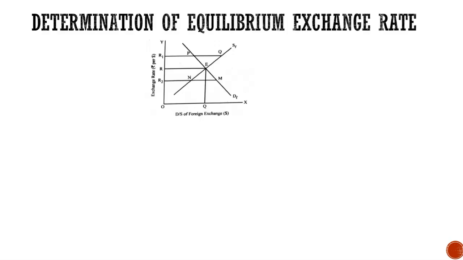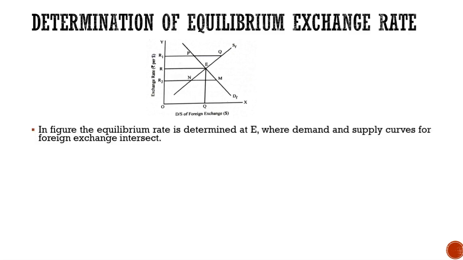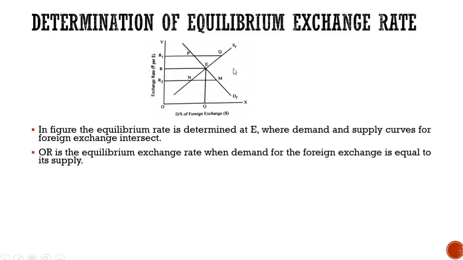Okay, now the next thing we need to go through is the determination of equilibrium exchange rate created by demand and supply. So as you can see from the figure, the x-axis represents the demand and supply of foreign exchange, whereas the exchange rate is on the y-axis. Now in the figure, the equilibrium rate is determined at point E, where the demand and supply curve of foreign exchange intersect. OR is the equilibrium exchange rate when the demand for foreign exchange and the supply is equal.